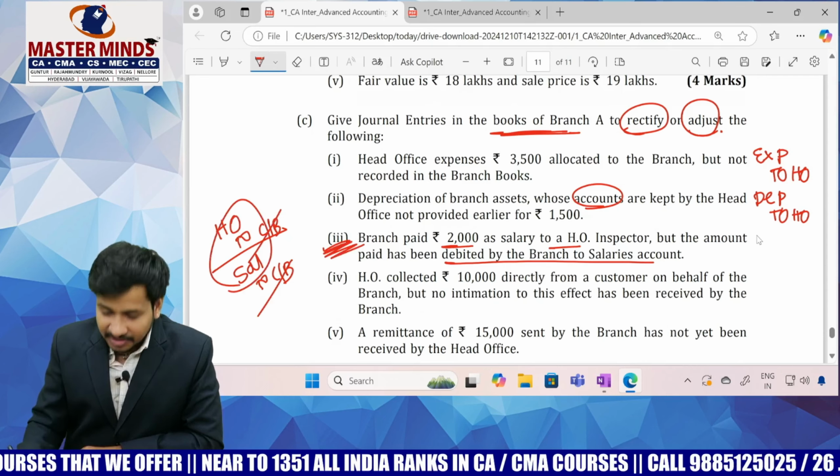Branch A incurred advertisement expenses 300 on behalf of branch B. Any branch incurring on behalf of any other branch, something like interbranch transactions, has to be recorded as if they are transacting with the head office. So this is something like expense paid for head office and the entry will become head office account debit to cash or bank account.